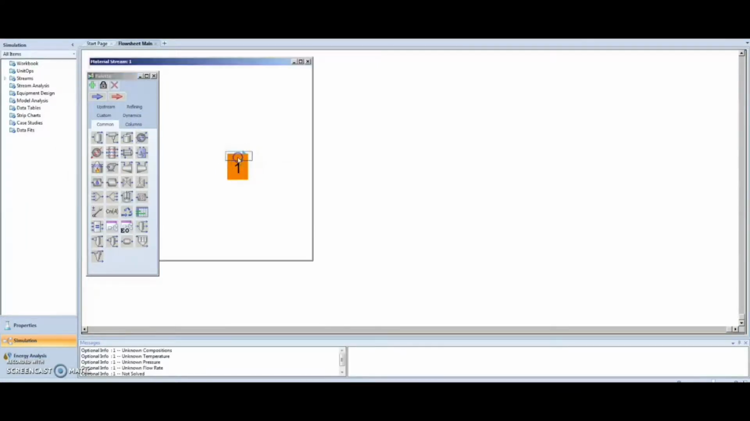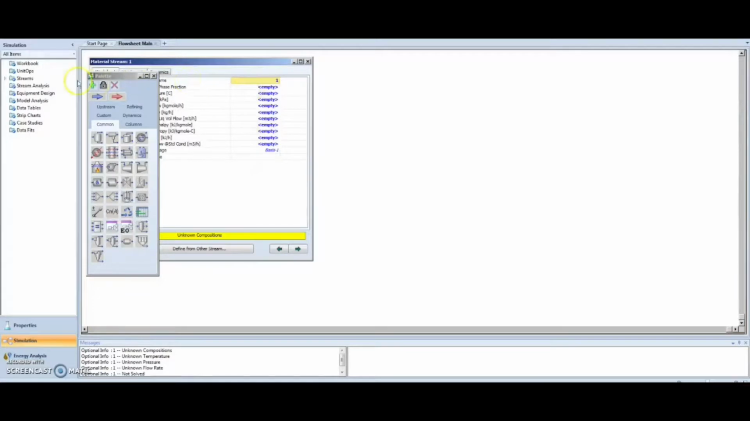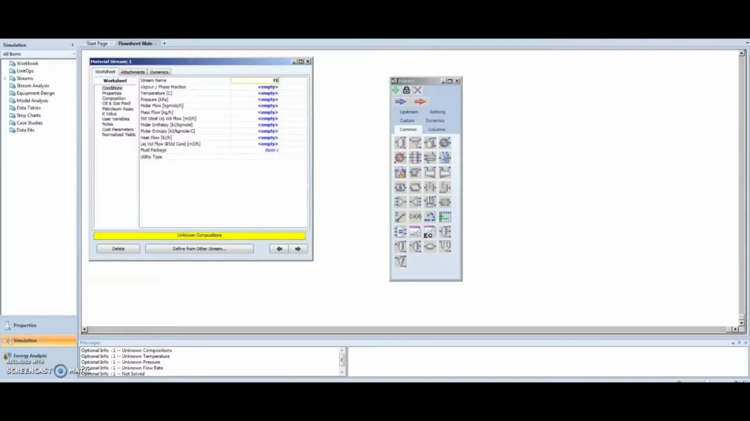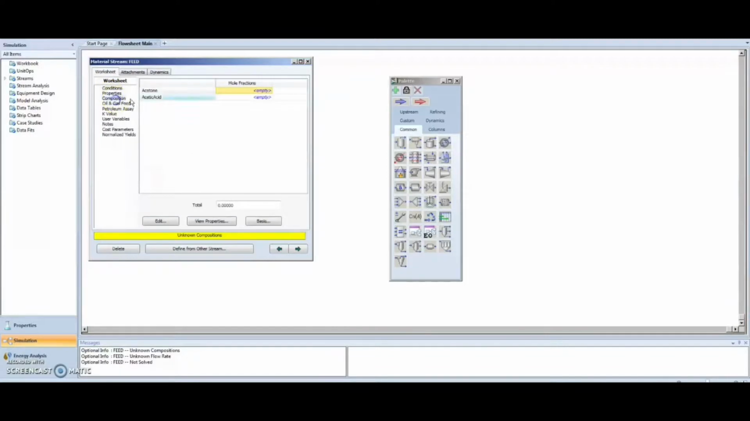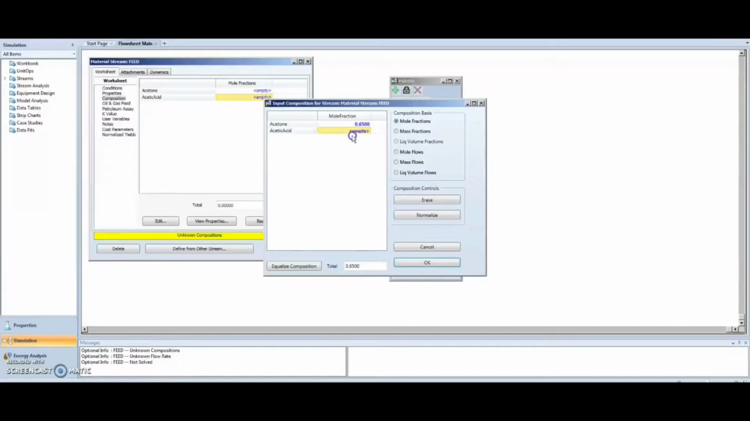Double-click the material stream and fill in all the information for the material stream. The stream name should be feed. The temperature is 67.5 degrees Celsius, 180 kPa for the pressure, and 100 pound-mole per hour for the molar flow. The next thing you have to do is to fill in the composition. The mole fraction for acetone is 65% and for acetic acid is 35%.